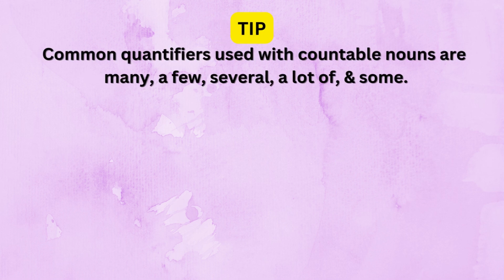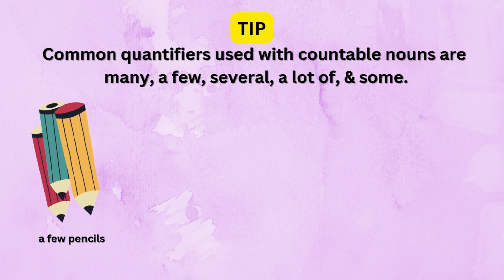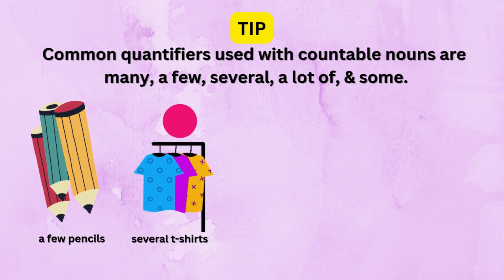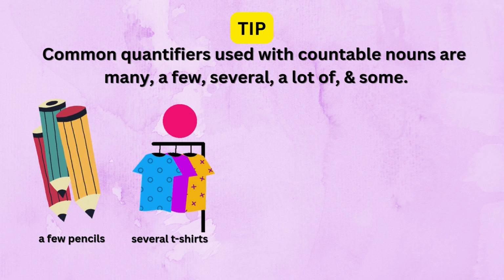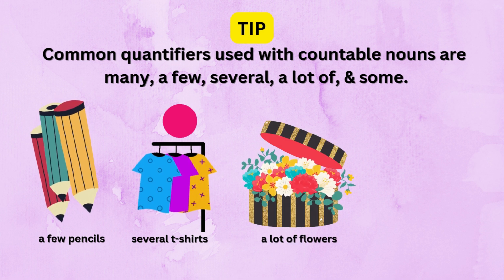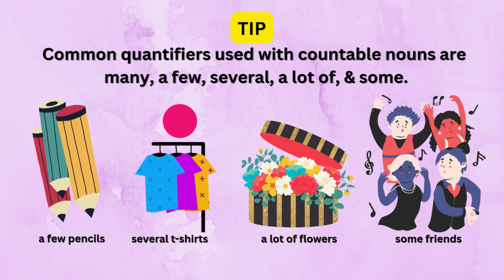Common quantifiers used with countable nouns are many, a few, several, a lot, and some. A few pencils. Several t-shirts. A lot of flowers. Some friends.